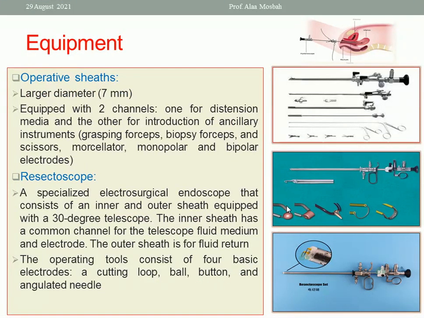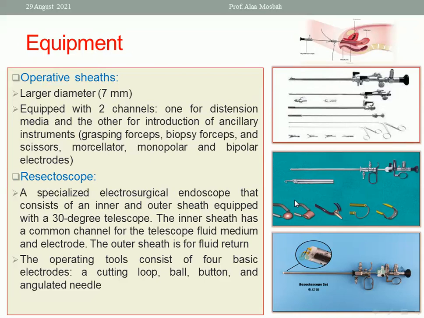What about operative sheath? Operative sheath is larger in diameter, about 7 millimeter, equipped with two channels, one for distension media and the other for introduction of ancillary instruments. What are the instruments that may be used with hysteroscopy? Like biopsy forceps, grasping forceps, scissors, morcellator, monopolar and bipolar electrodes. Okay, as in this picture.